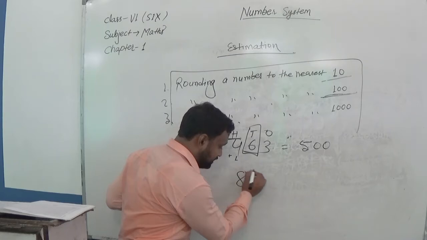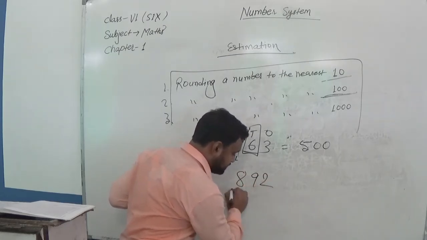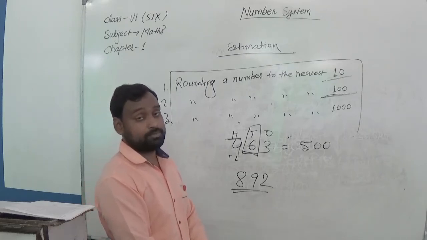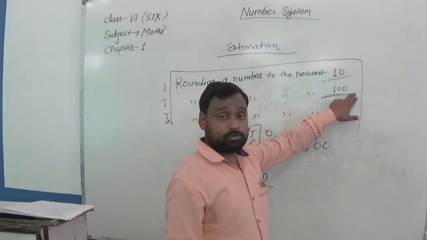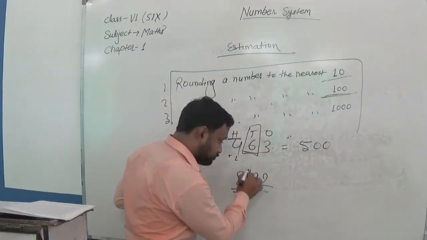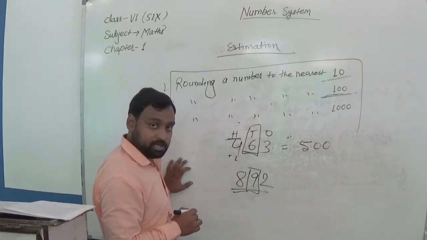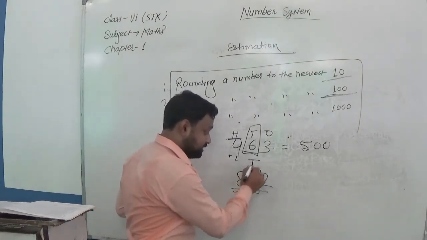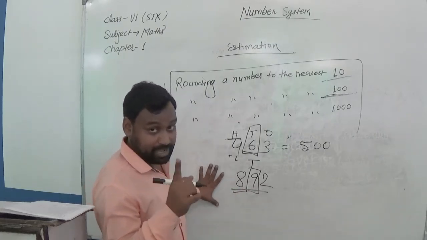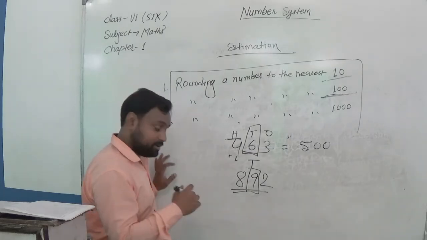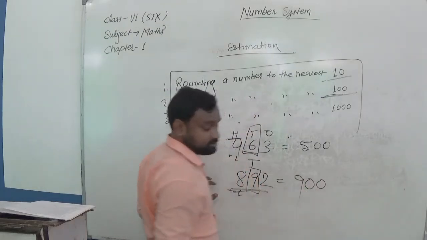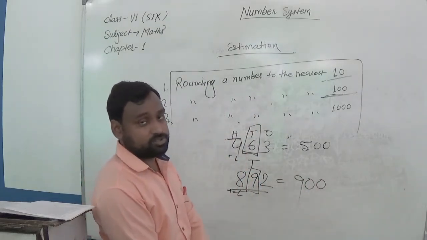Suppose we have 8, 9, 2, and we have to round off to the nearest 100. In that case, once again, where do we have to focus? We have to focus on the tens digit. When it is greater than 5, we have to add 1 to the digit at the place of hundreds. 8 plus 1 is 9, and the last 2 digits will be replaced with 0.